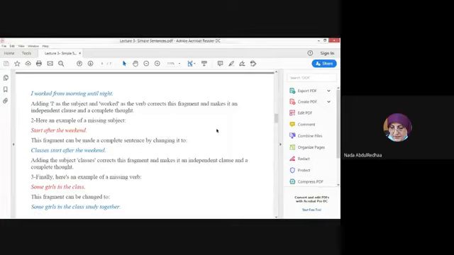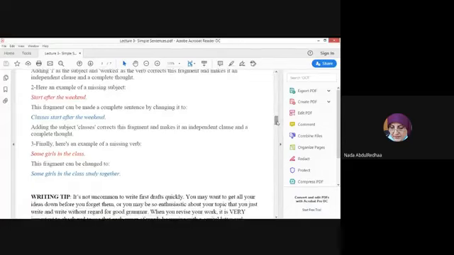Now, number 3, finally, here is an example of a missing verb. Here you write something without a verb, and this is always repeated by students. For example, some girls in the class. Some girls in the class. Here the Arabic language is of course an influence, the interaction between the English language and the Arabic language.